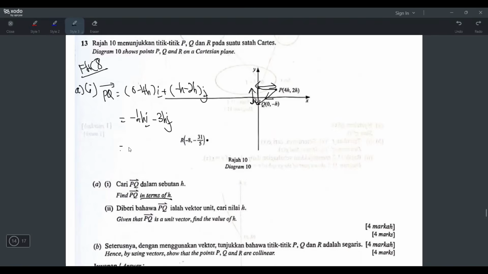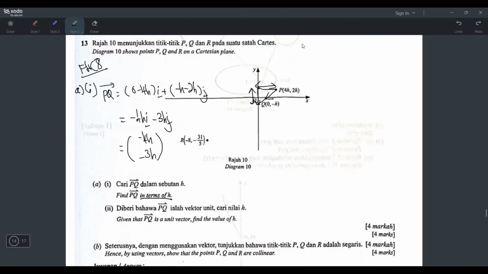Oh, by the way, you can also write in the matrix form like that. Negative 4H, negative 3H. This one and this one is the same, right? This one is like when you do translation, they always give it in this form, right? The top is the horizontal movement, the bottom is the vertical movement, and if top negative means to the left, bottom negative means downward, like that. So actually both are the same thing.